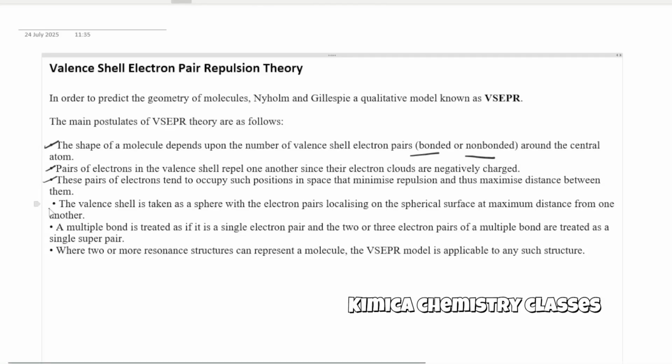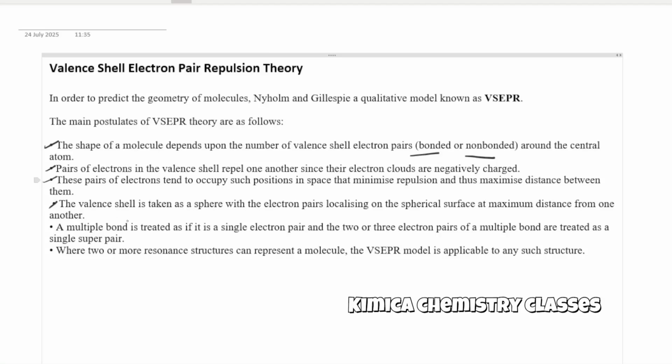Fourth is the valence shell is taken as a sphere with the electron pairs localizing on the spherical surface at maximum distance from one another. Imagine the valence shell of the central atom as a sphere, right? So the electron pairs are located on the surface at points that ensure maximum separation from each other, similar to how dots on a balloon spread out, right?